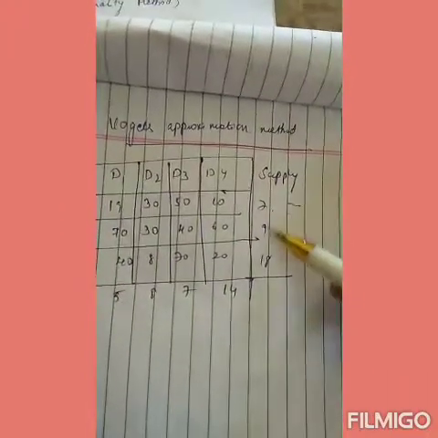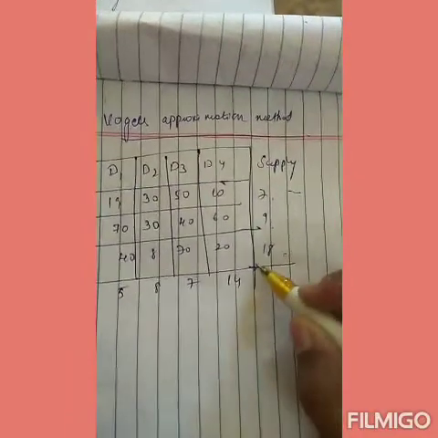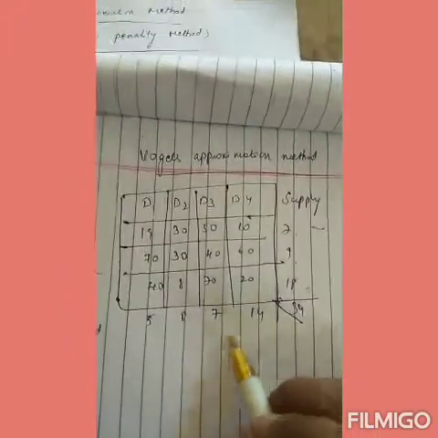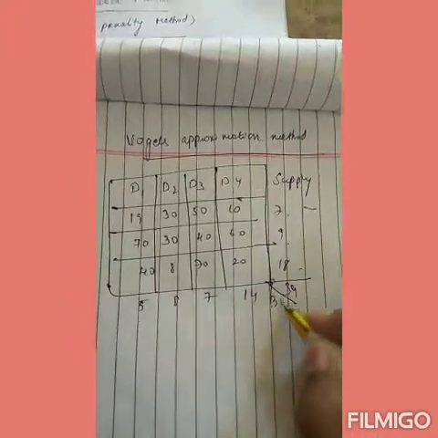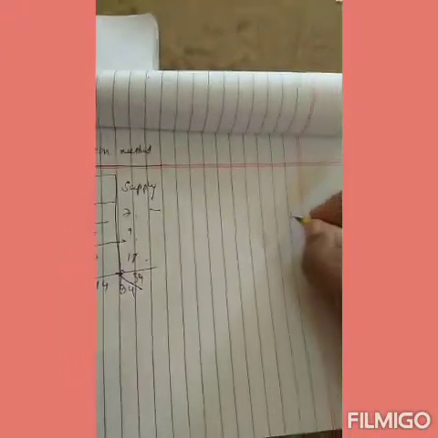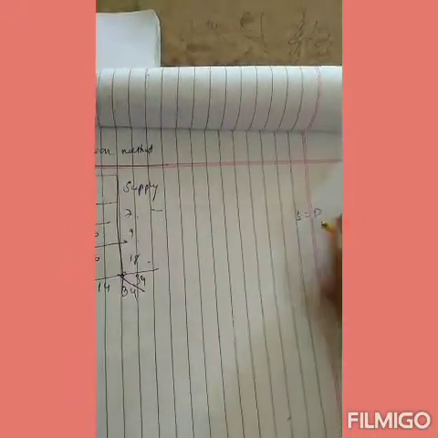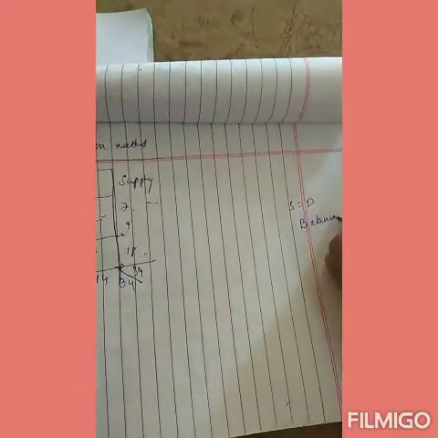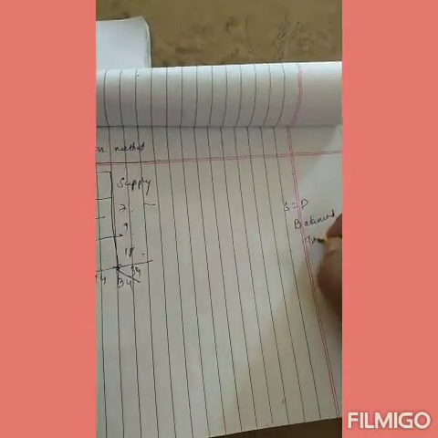Now first let us check whether it is a balanced or unbalanced transportation. So 7 plus 9 plus 18 is 34, and 5 plus 8 plus 7 plus 14 is also 34. That is the meaning of supply equal to demand. That is the meaning of balanced transportation. It is balanced transportation.